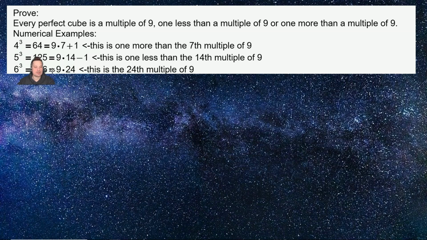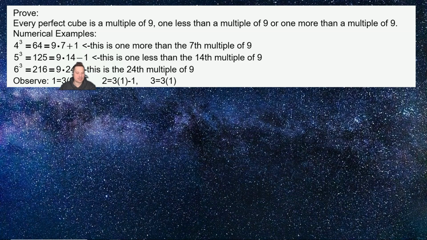So each cube that you see in this list, 4 cubed, 5 cubed, 6 cubed, is really a multiple of 9, or one more than a multiple of 9, or one less than a multiple of 9. Keep that in mind. That's what this is saying, and we want to prove this in general. We can't use numbers for that, because then we would take forever. So instead, let's just use some letters.